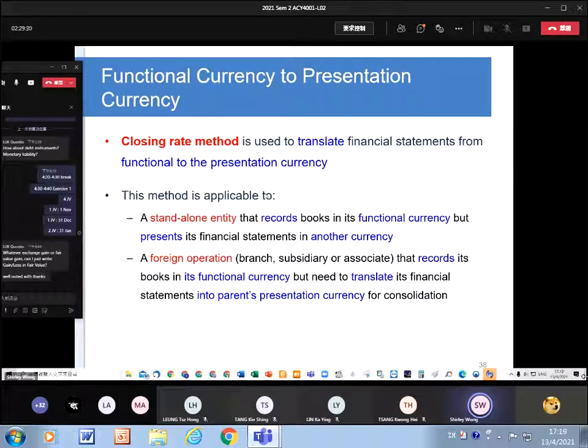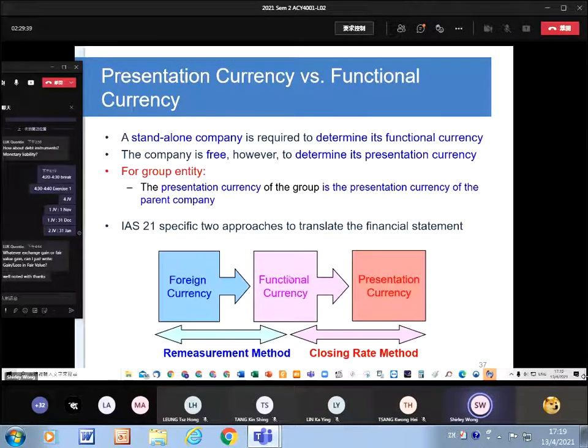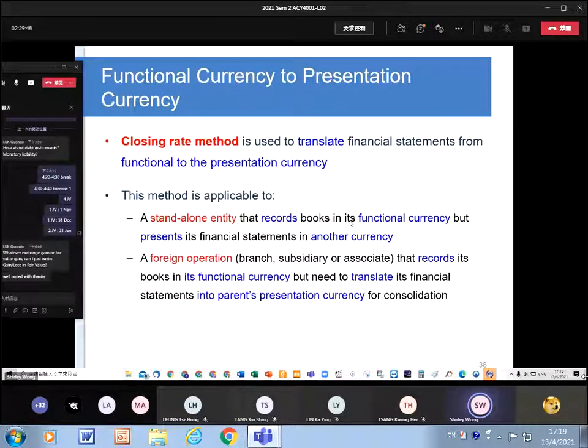For the closing rate method, remember, a standalone company does not need to take care of that. The closing rate method is to translate functional currency to presentation currency. In the diagram, it is from the middle, functional currency, to the right-hand side, presentation currency. So for a standalone company, you had better use the same currency as functional currency and presentation currency to avoid this translation. But for a foreign operation, it will record its books in functional currency, but they need to translate it into the parent's presentation currency. So they need to use the closing rate method.